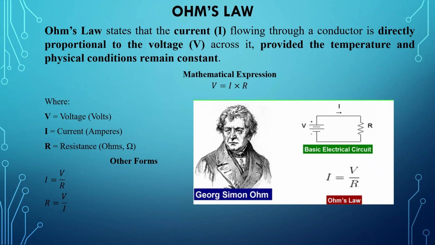If we wish to calculate the current in the circuit, then the expression can be reframed as I is equal to V by R. If you want to calculate the resistance across the circuit, R is equal to V by I can be used. So V is equal to IR is the very basic mathematical expression used in the circuit analysis.